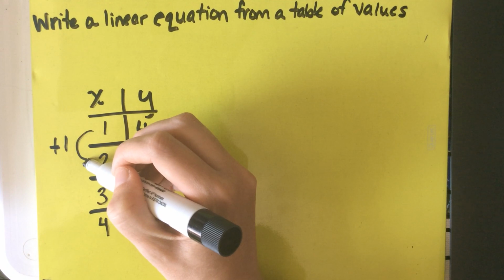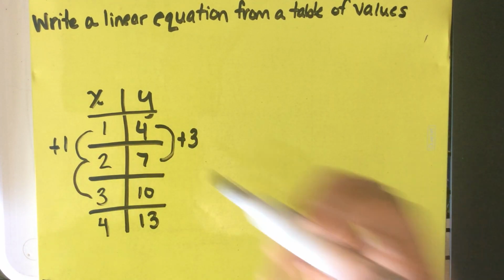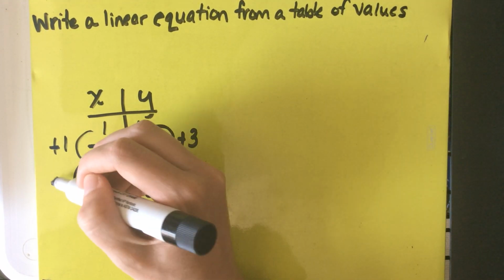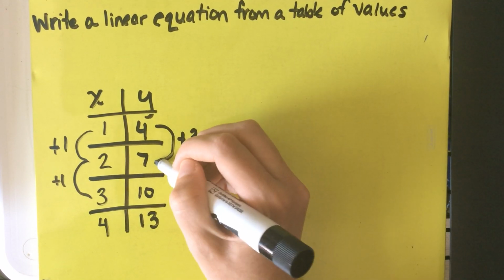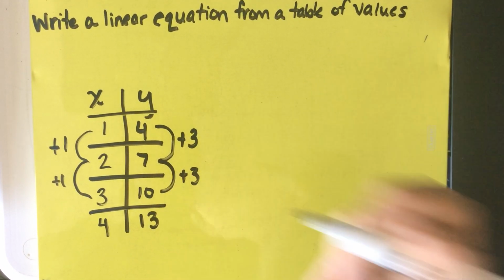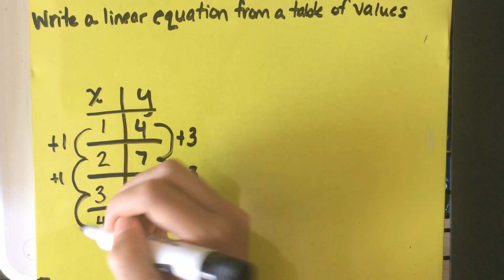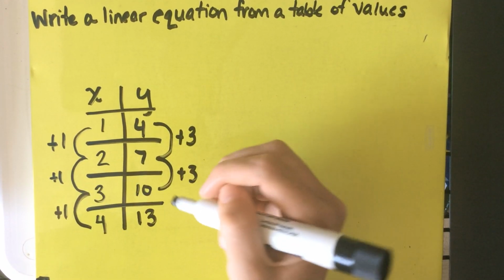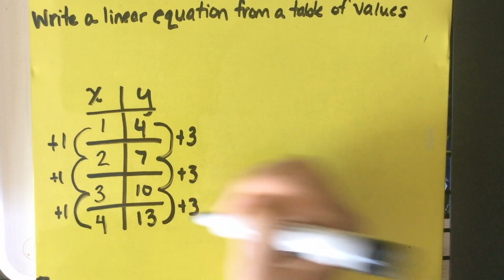Then we check from my second to my third point. X is going from 2 to 3, so it's increasing by 1. Y is going from 7 to 10. Again, it is increasing by 3. And again, we have an increase of 1, and we have an increase of 3.